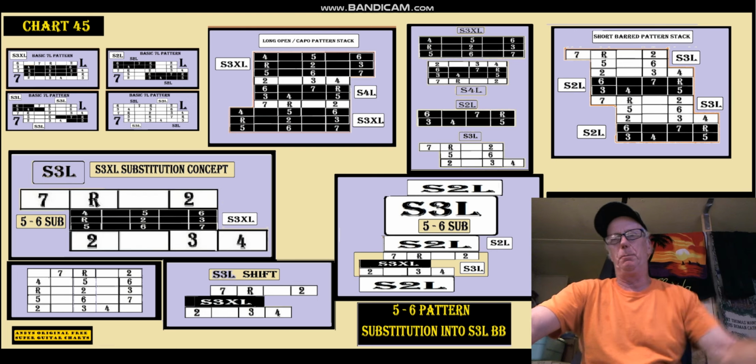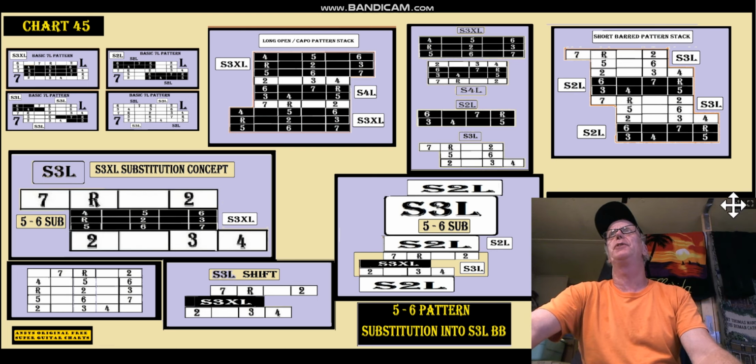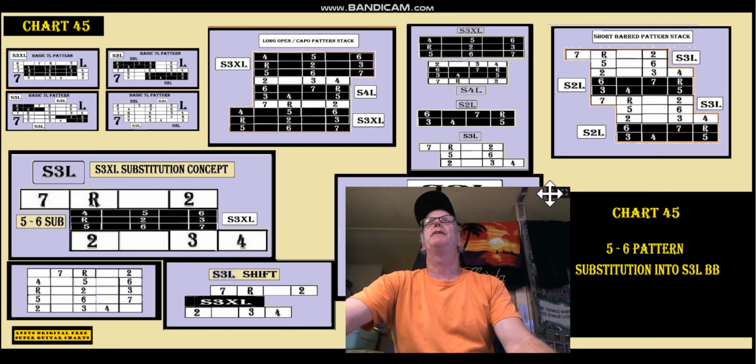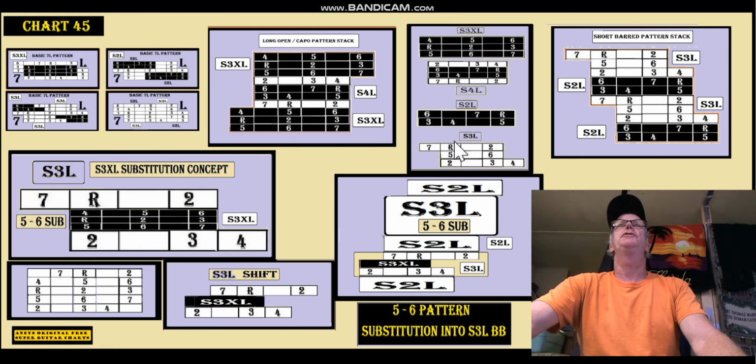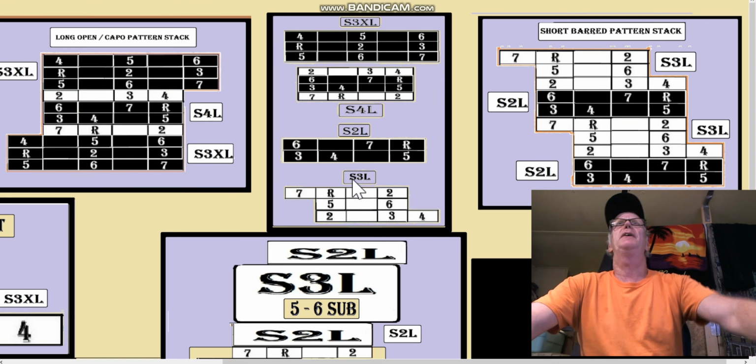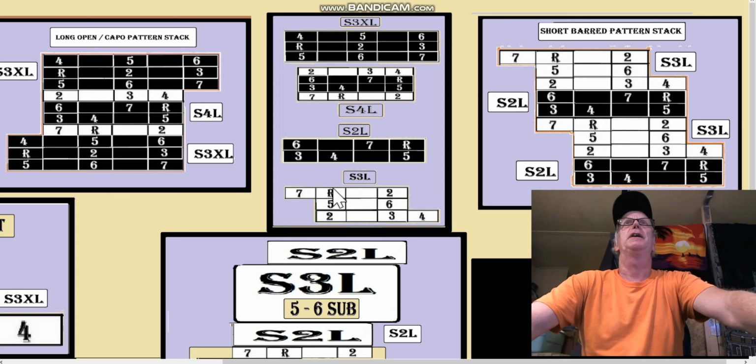Okay, I couldn't help but digress a little bit to this old chart here. It's the 4-5, 5-6 pattern substitution, but that's not what I want to show you. I want to show you that for the short patterns, I used to call them the longs. The short pattern would be just this 2, 3, 5, 6, root 2. The long would have the 7 and the 4, and then the S2L, the S3L, and the S2L. 3, 4, 5, 6, 7, root. Then we have the S4L, which is the 7, root 2 with the S2L sitting on top of it, and then the S3L on top of that.